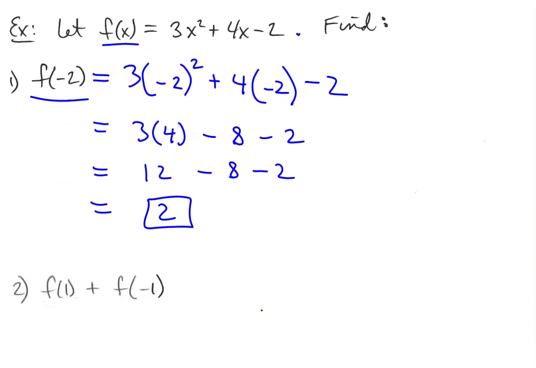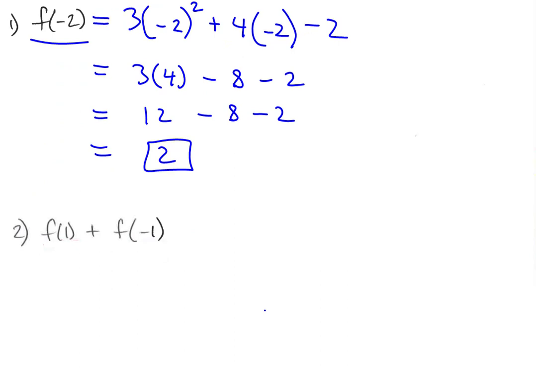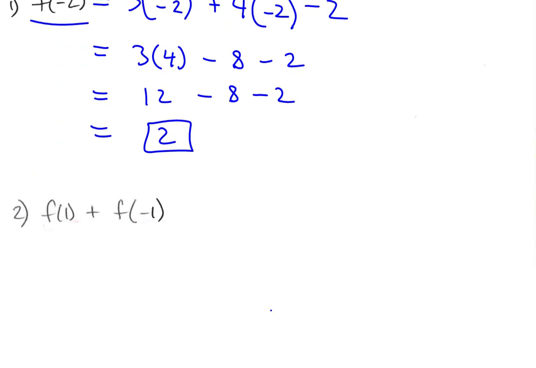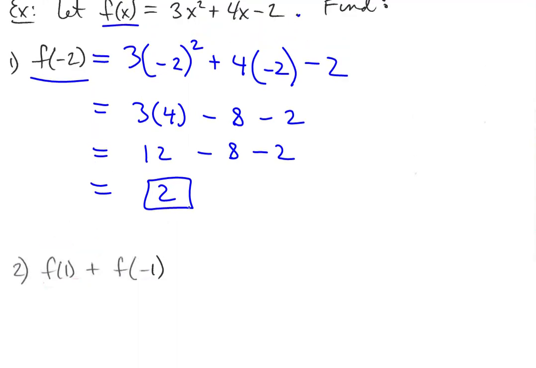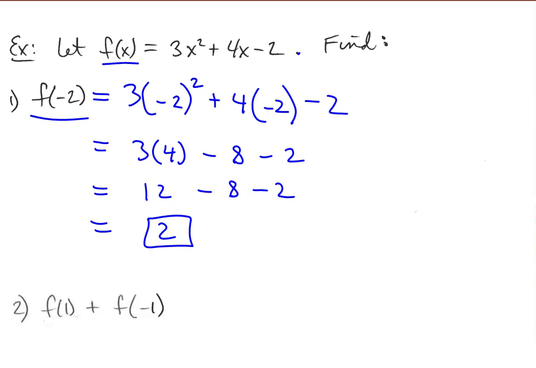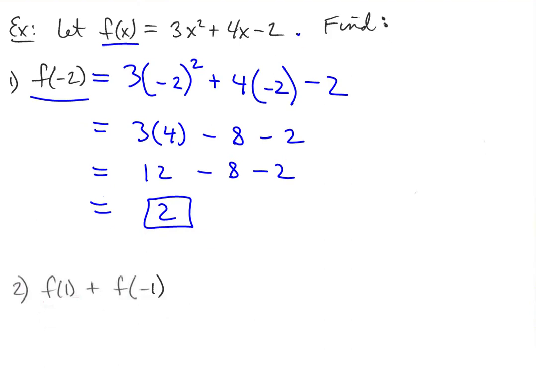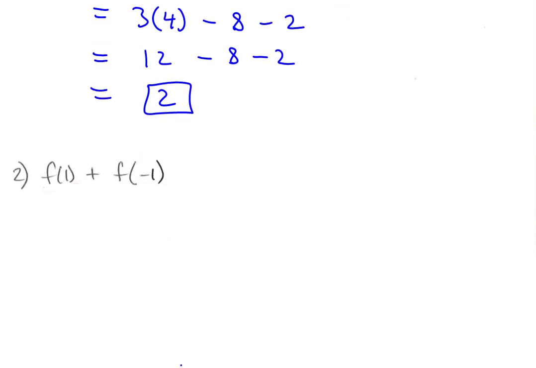Let's try another example of the same type. This second one is listed as we want to find f of 1 plus f of negative 1. Well, we've already defined f above. We're just going to keep using this one. That was the function given that we read before the previous problem. That was the 3x squared plus 4x minus 2. So same function, but this time we're doing a couple different input terms here.